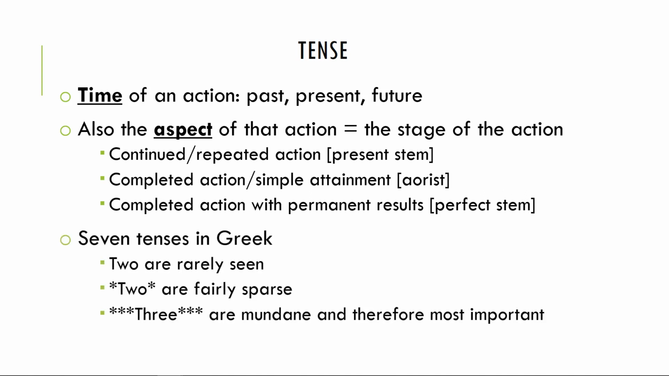In Greek, there are 7 tenses. The verb is fairly complex. However, 2 of them are almost never seen. I memorized all the forms when I was a student, and some of them I have never ever seen in 35 years. So literally, memorizing them is a complete waste of time. Two of them are fairly sparse.